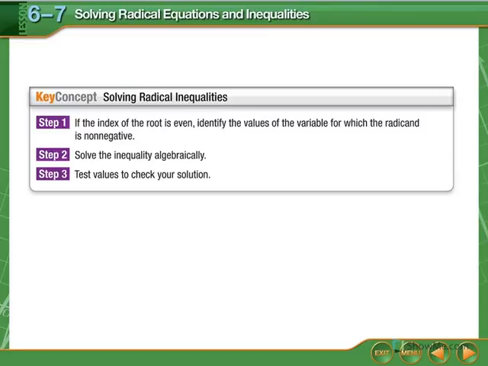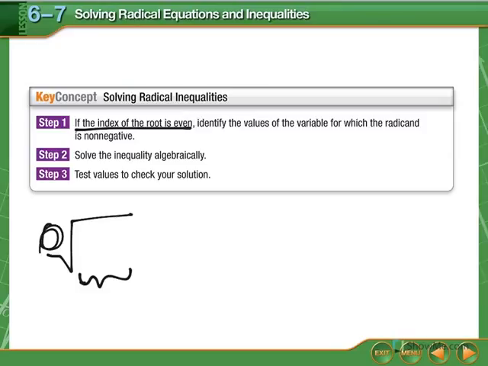All right, our second key concept is going to be the steps to solving radical inequalities. So step 1, if the index of the root is even, then we're going to identify the values of the variable for which the radicand is not negative. So under here is not negative. I'm sorry, I said if the index was not even, it's when the index is even. And then step 2, we're going to solve the inequality algebraically, just like we've been doing before.